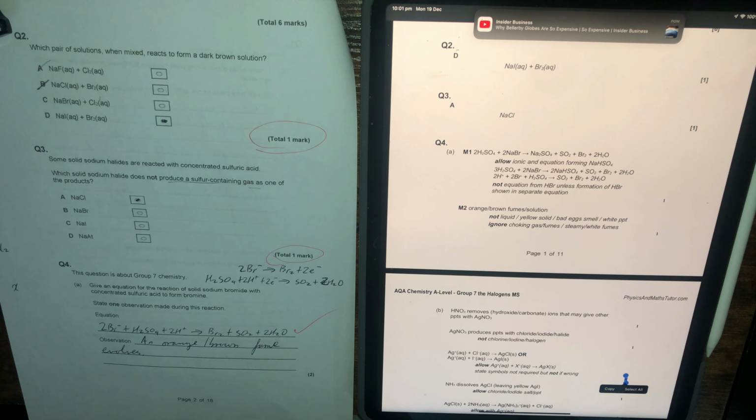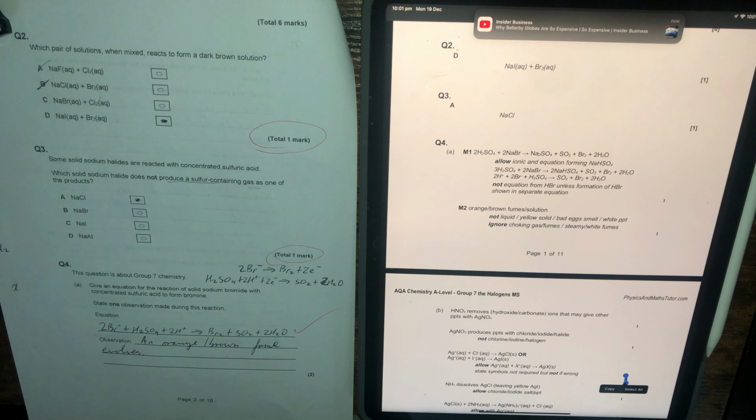And then you get a mark for the correct ionic equation. So Ag plus Cl minus goes to AgCl, and Ag plus I minus goes to AgI. You could give either, or you could even say Ag plus X minus goes to AgX, because it's still a general term for the silver ion reacting with a halide, as X can represent the halide.